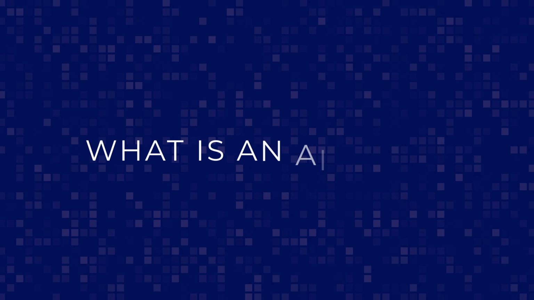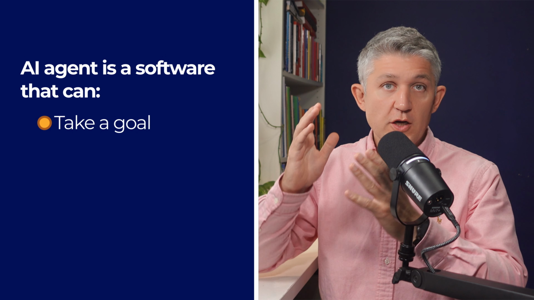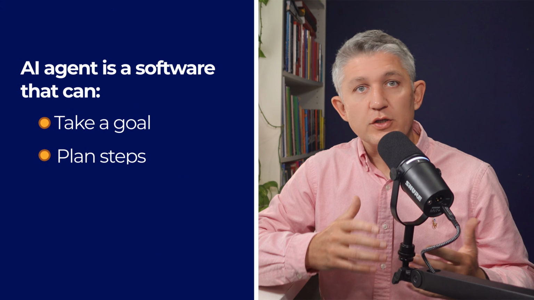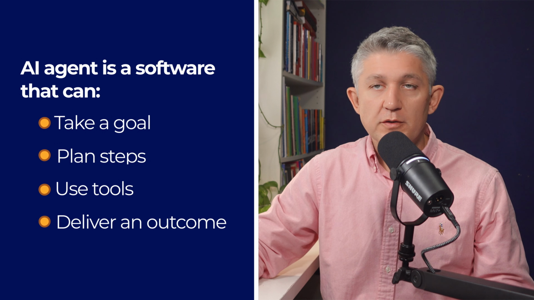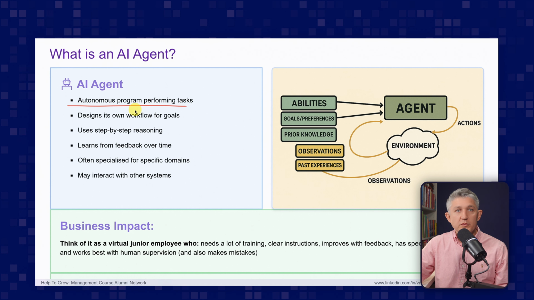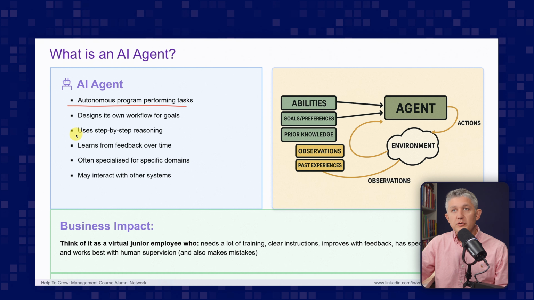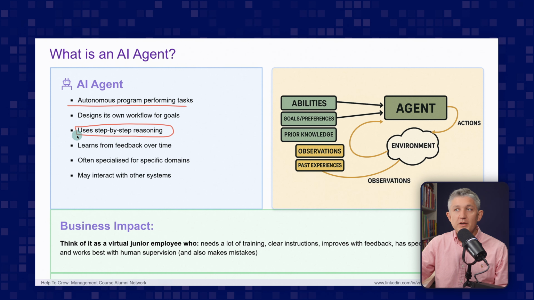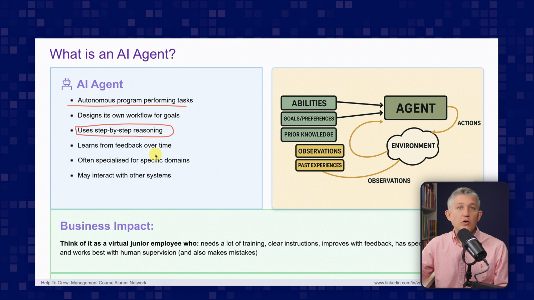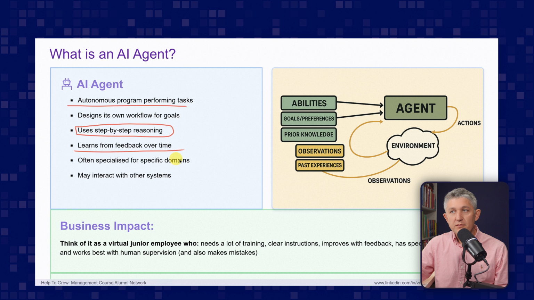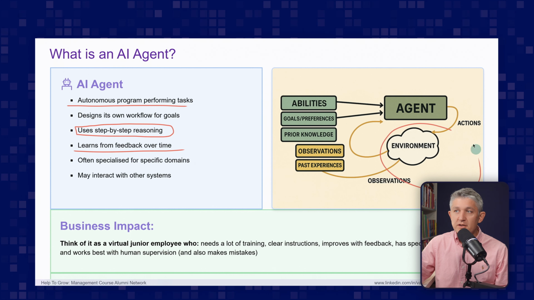Now, let's talk about what an AI agent is. An AI agent is software that can take a goal, plan a few steps, use tools, and deliver an outcome. It's usually an autonomous piece of software that decides and reasons by itself how to complete the goal. It does that reasoning with the help of an LLM, which we will talk about in a minute. It often, but not always, learns from feedback, and it operates in an environment.